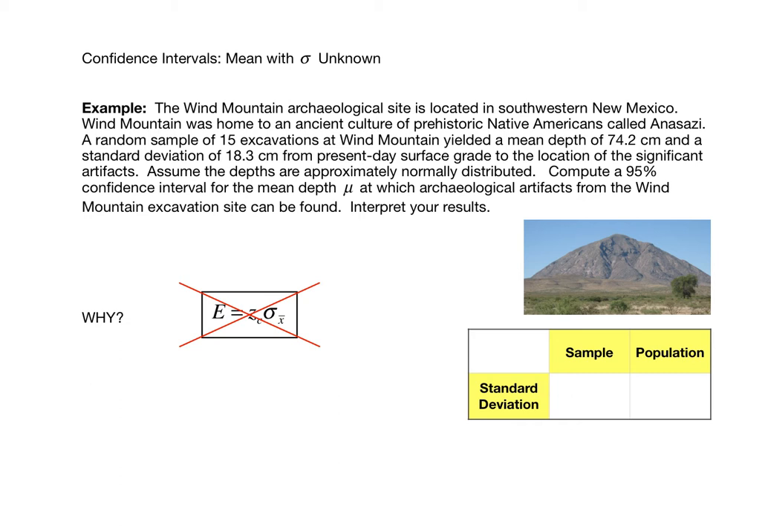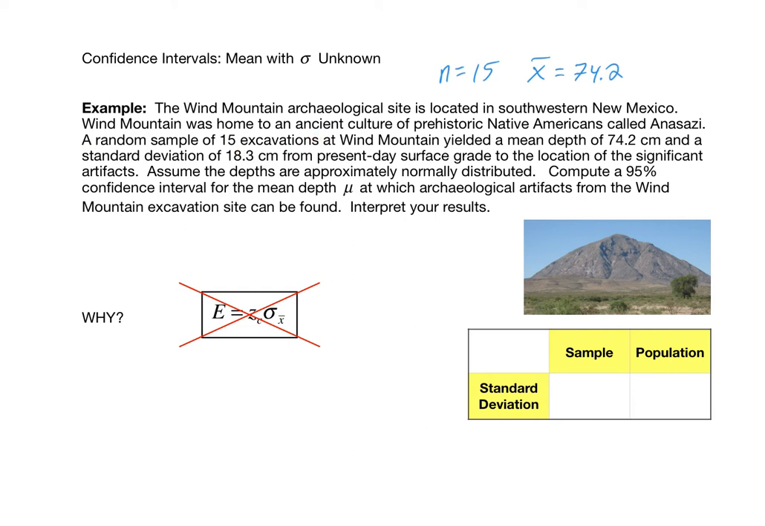So what variables are associated with each of these numbers? A random sample of 15 excavations, that's our sample size, so n is 15, at Wind Mountain yields a mean depth of 74.2 centimeters. That 74.2 mean depth is for those 15, so it's the sample mean, not the population mean. If it was the population mean, then we wouldn't even need to do this. And a standard deviation of 18.3 centimeters, again, is still talking about these 15 excavations.